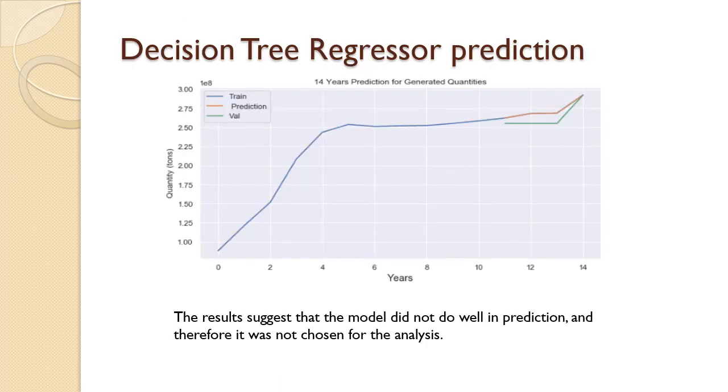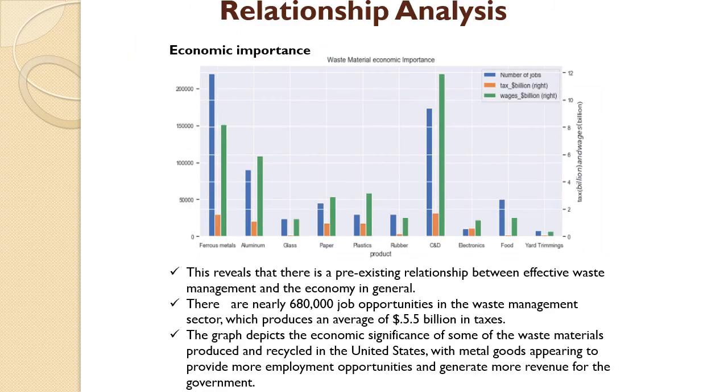This was the second machine learning model type, for which we used decision tree regression prediction. However, this result did not turn out to be good. The result suggests that the model did not do well in prediction and therefore it was not chosen for further analysis. This is the second part of our project research, which is the economic importance of the recycling process.